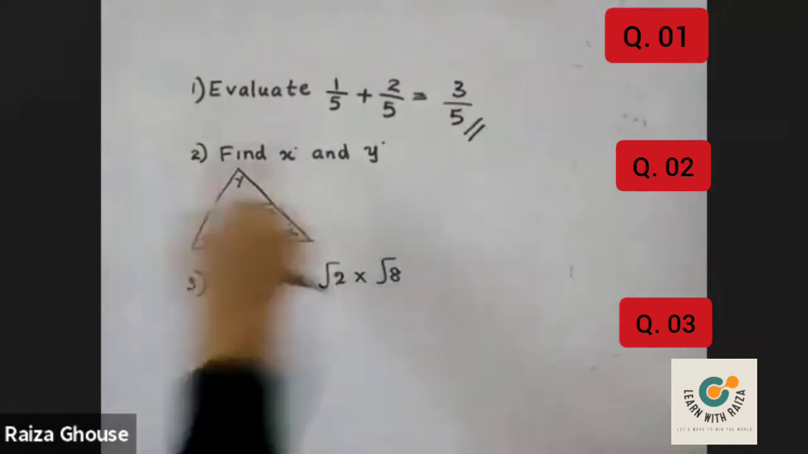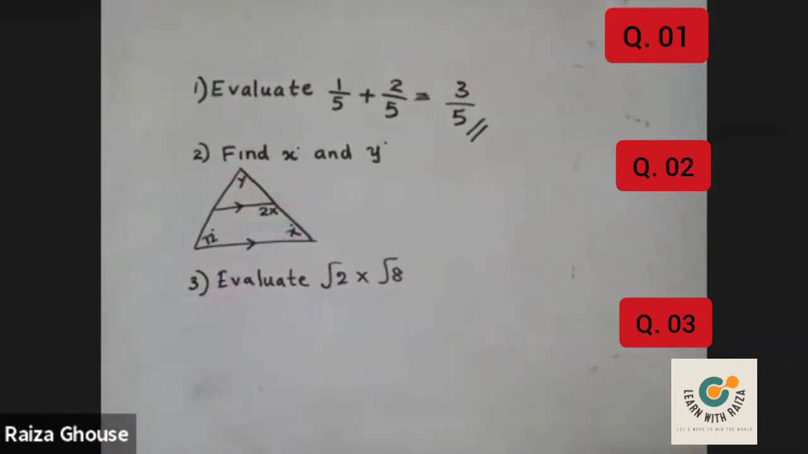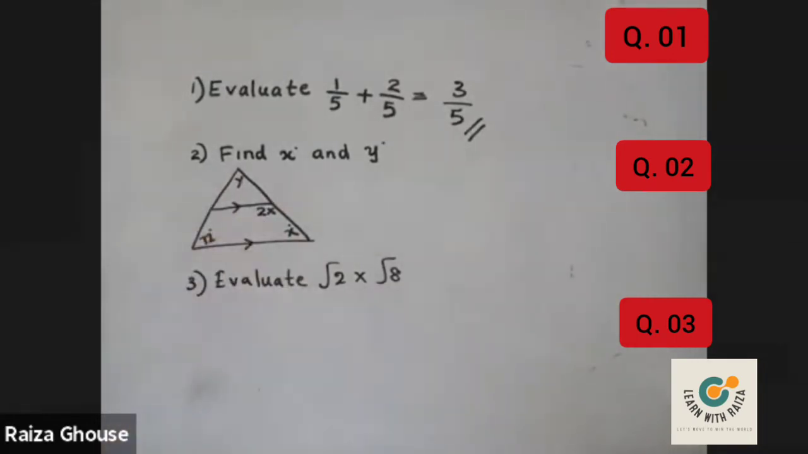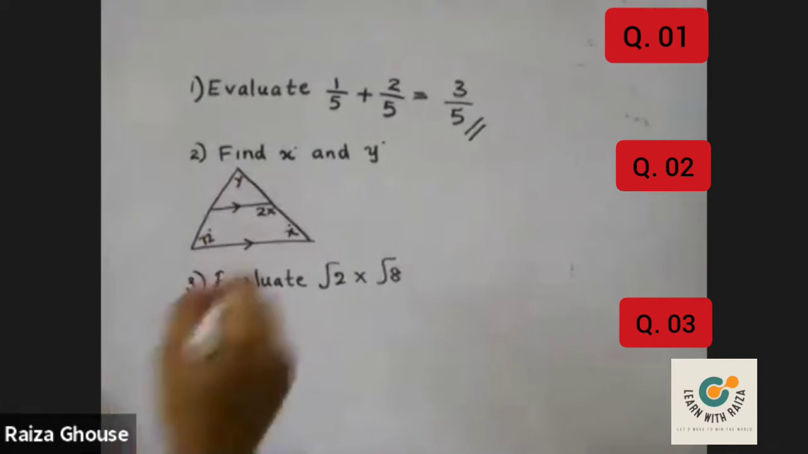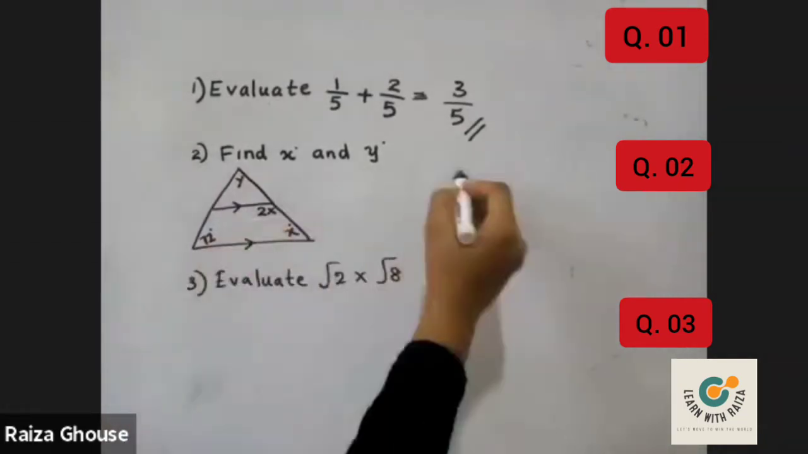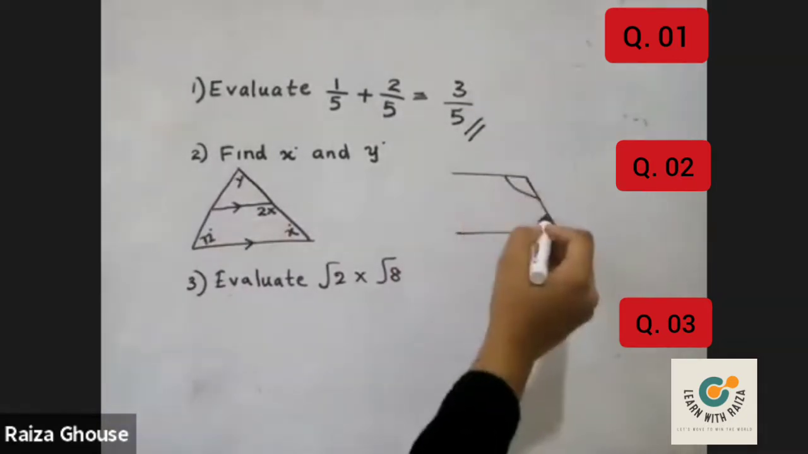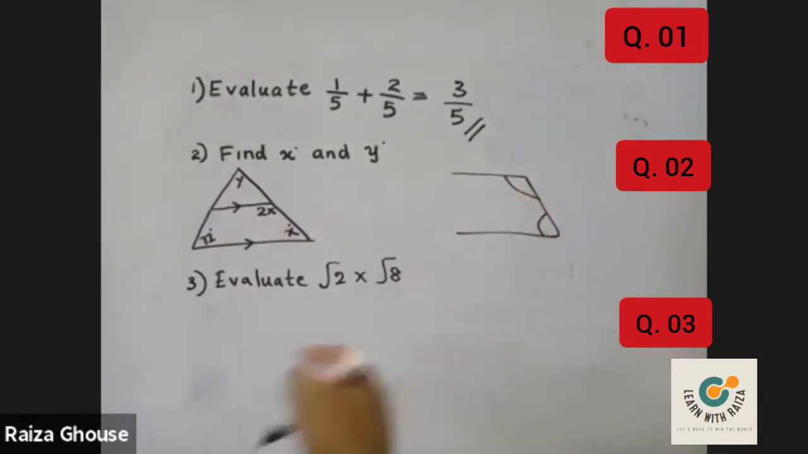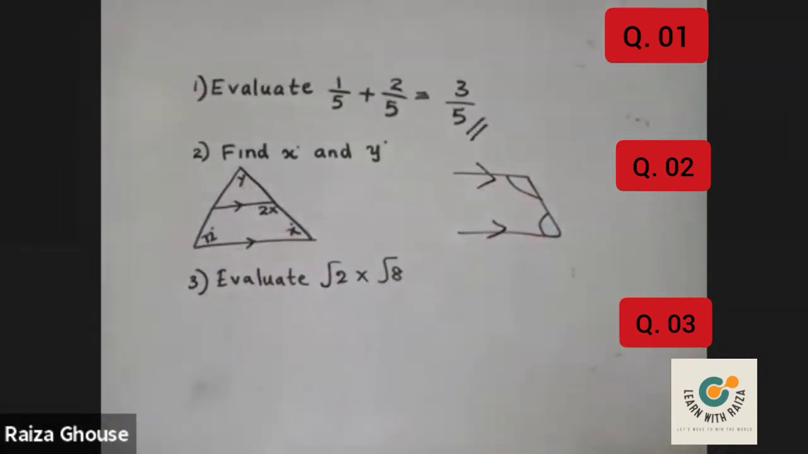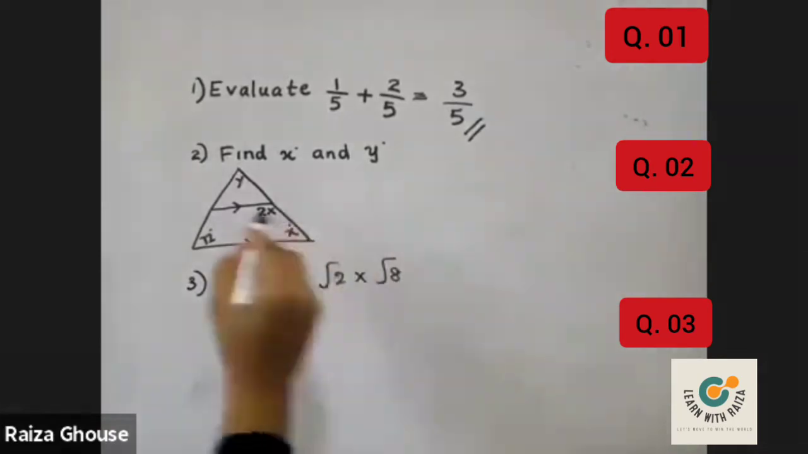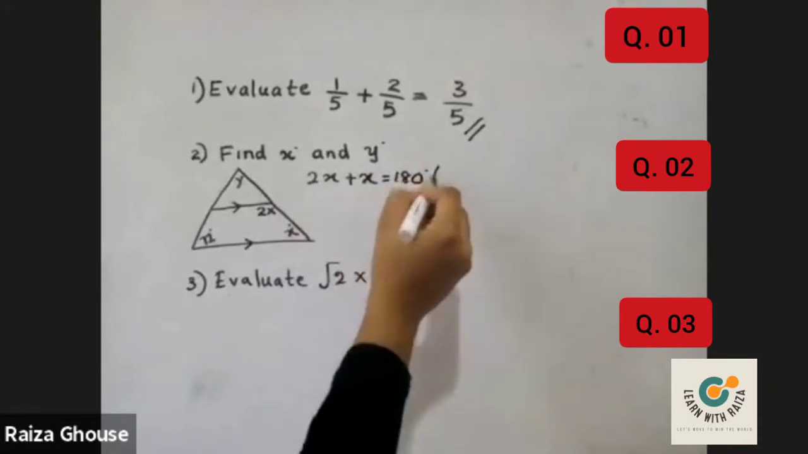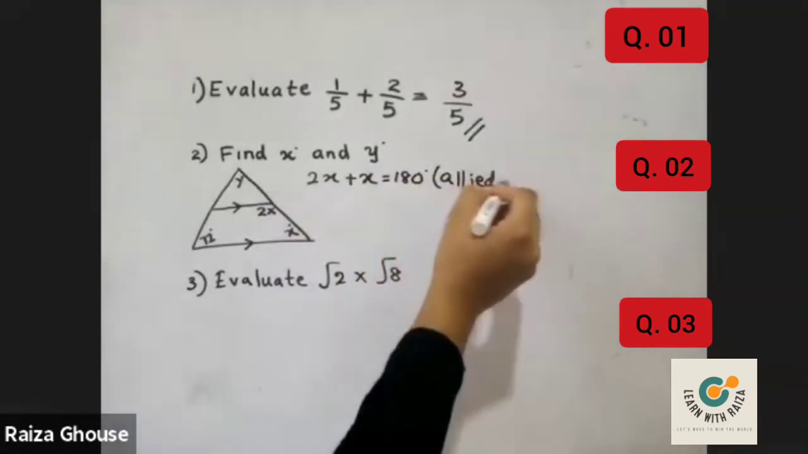Find x degree and y degree. Now this is related to the triangles lesson, parallel lines lesson and all. You can see two parallel lines are passing here. Remember, when parallel lines are there, angles formed here are allied angles. If I take this separately, the sum of these two is equal to 180 degrees because these lines are parallel. They are called allied angles. So I can write down here 2x plus x is equal to 180. The reason is allied angles.